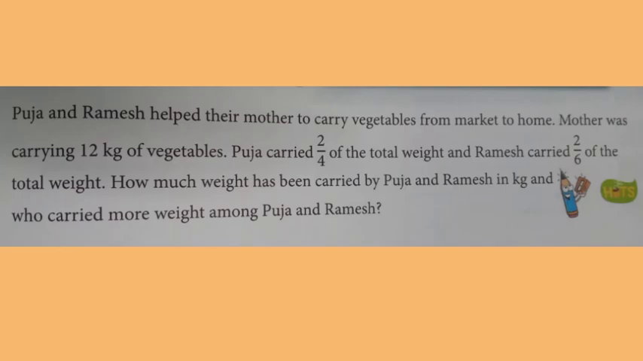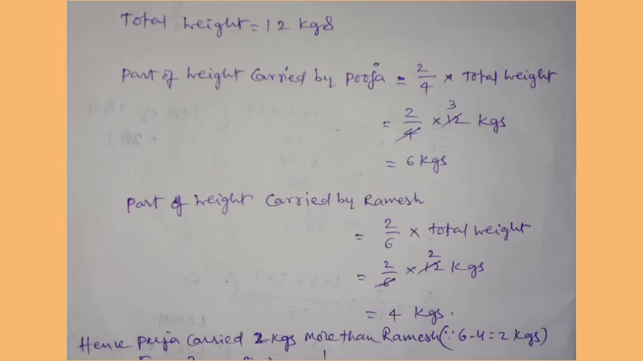Pooja and Ramesh helped their mother to carry vegetables from market to home. Mother was carrying 12 kg of vegetables. Pooja carried 2 by 4 of the total weight and Ramesh carried 2 by 6 of the total weight. How much weight has been carried by Pooja and Ramesh in kg, and who carried more weight among Pooja and Ramesh? Here total weight equals 12 kgs.